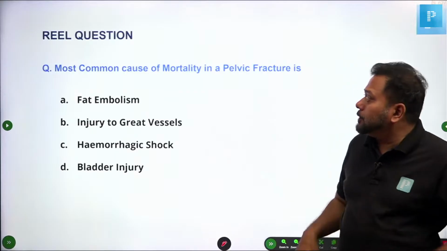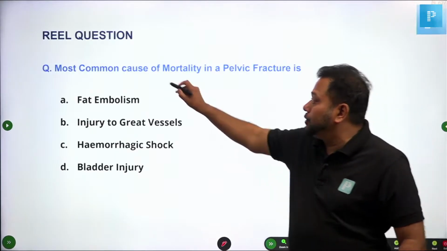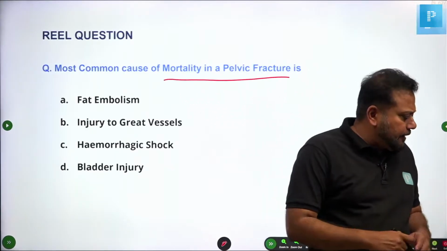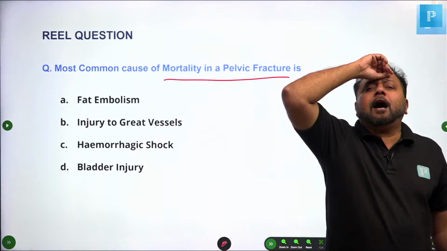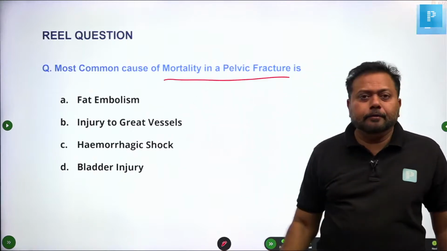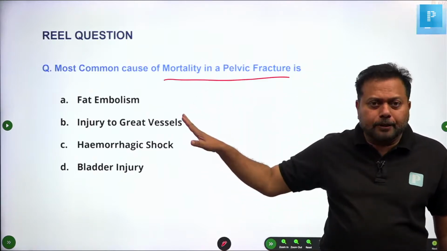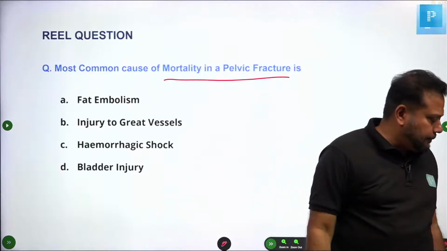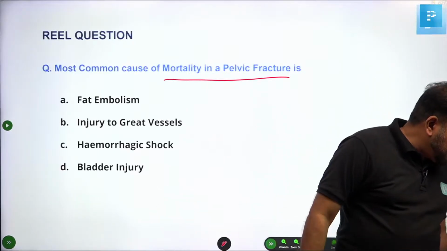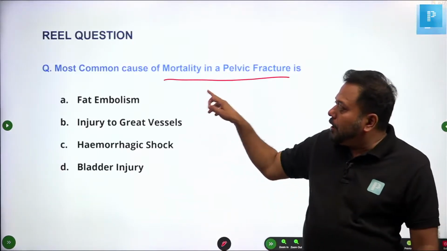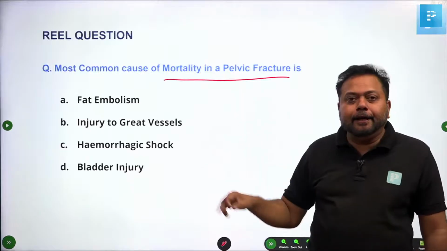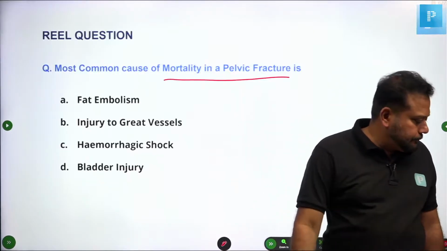Most common cause of mortality in pelvic fracture. Again, INI-CET is obsessed with this question. I have framed this question. I will show you the real question next. Most common cause of mortality in pelvic fracture.